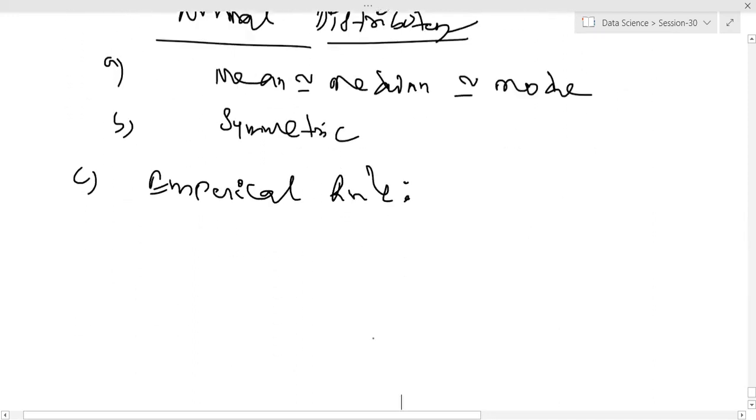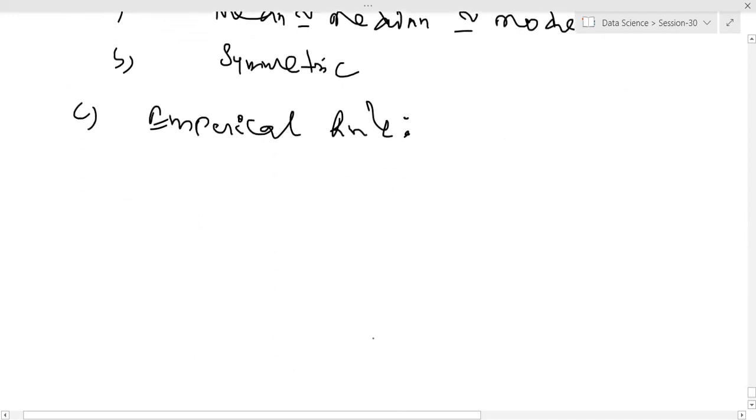If your stats subject matter expert asks, hey Suresh, have you applied the empirical rule? You can say, no, I cannot because my distribution is not normal. So in the empirical rule, for mean plus or minus one standard deviation, how much percentage of the data do we have? That is very important: 68% of the data.